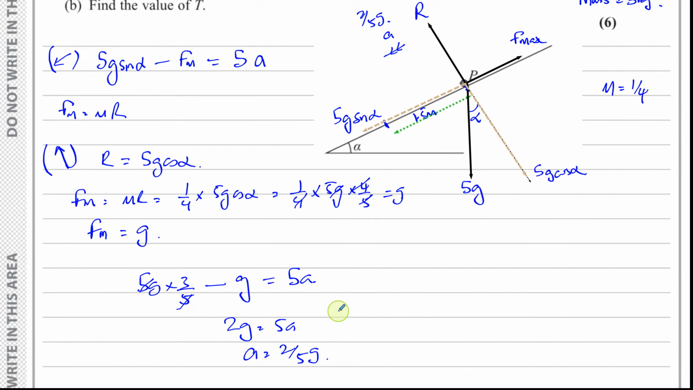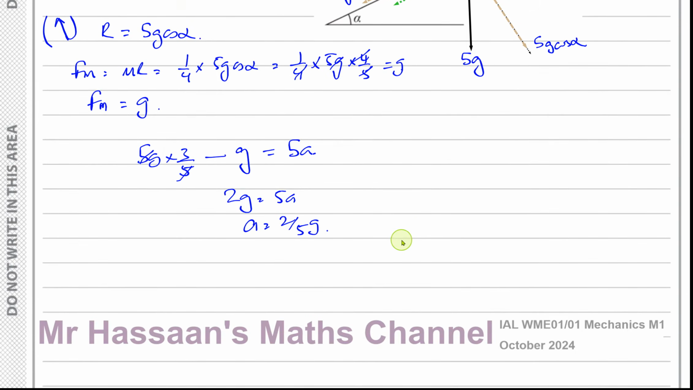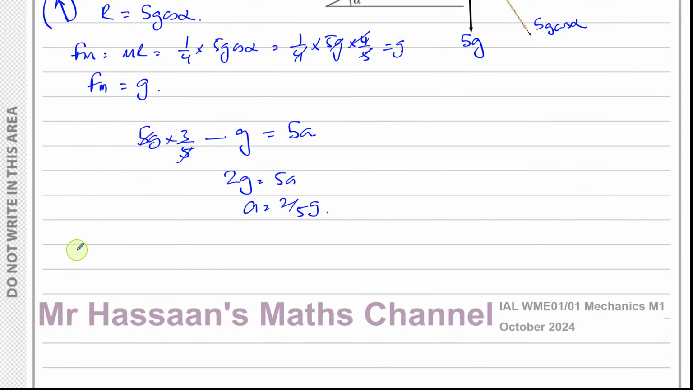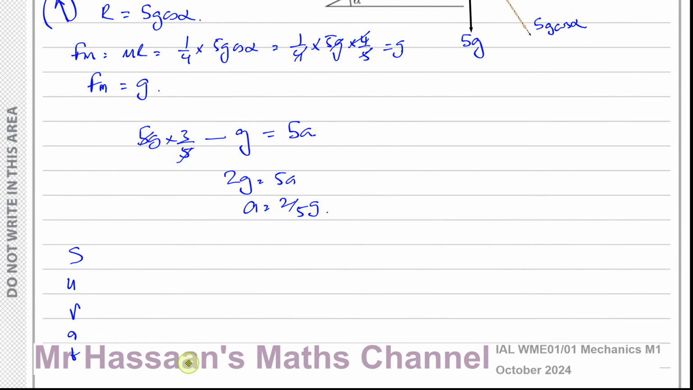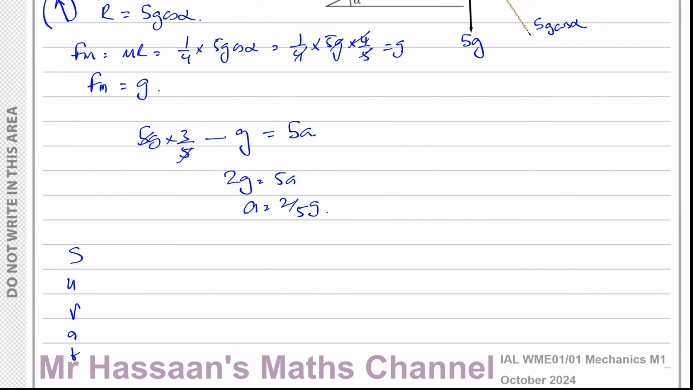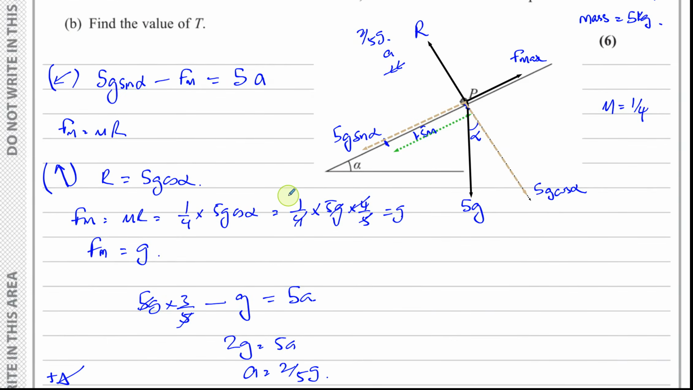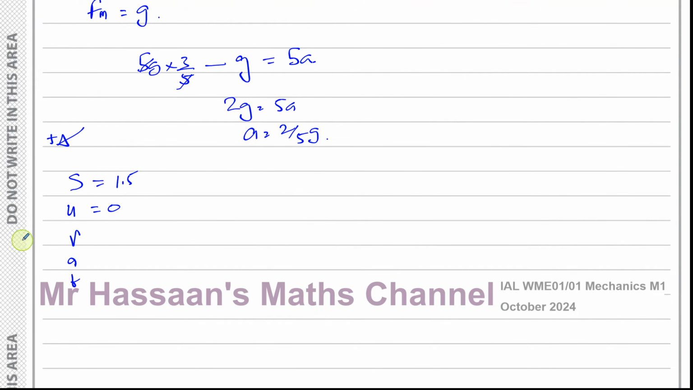And we want to find now the value of t, the time it takes to slide 1.5 meters down the plane. So let's now use our SUVAT values. We have S, U, V, A, and T. So the SUVAT values here: S is 1.5. I'm taking down the plane as positive because it's moving down the plane. U is 0 because it was released from rest. So initial speed was 0.